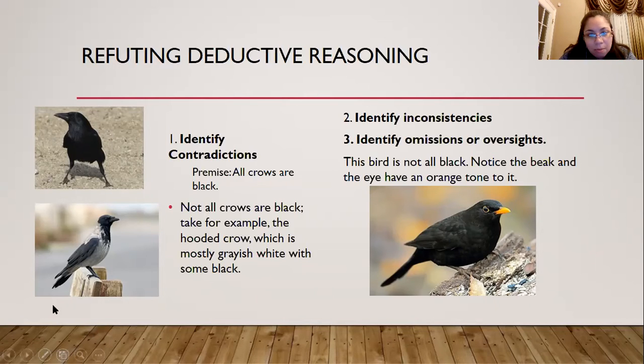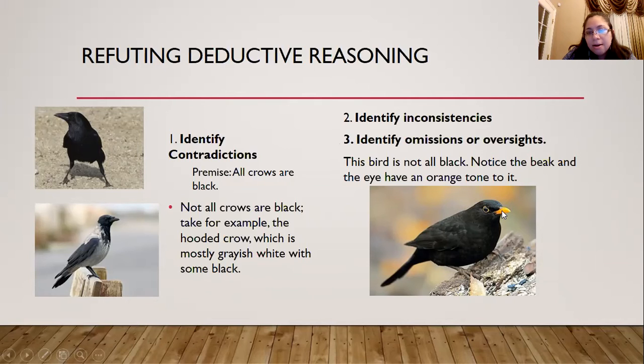This bird is not all black. In fact, the beak is orange. The circle around the eye is orange as well. And if you look at the crow over here, everything is black in this particular crow. Even the hooded crow has black eyes. Okay, so there are some omissions and there's some oversight.